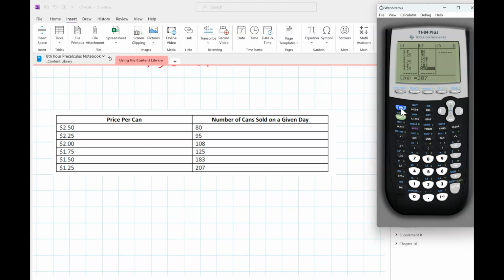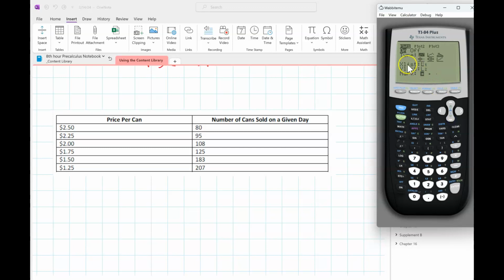Fantastic. I'm going to exit out of here by pressing second and the mode button. And now what I want to do is turn on the scatter plot. To do that, I press second and Y equals. That opens up the stat plot menu. I'm going to pick plot 1. I'm going to begin by turning that on, so I'll press enter so the on is highlighted. For the type, scatter plot is the first option. It's the only option we're going to use in this class, so you can ignore all the other ones.